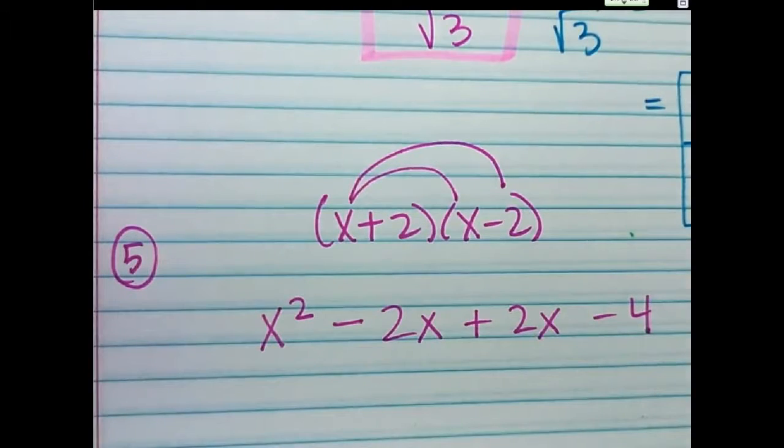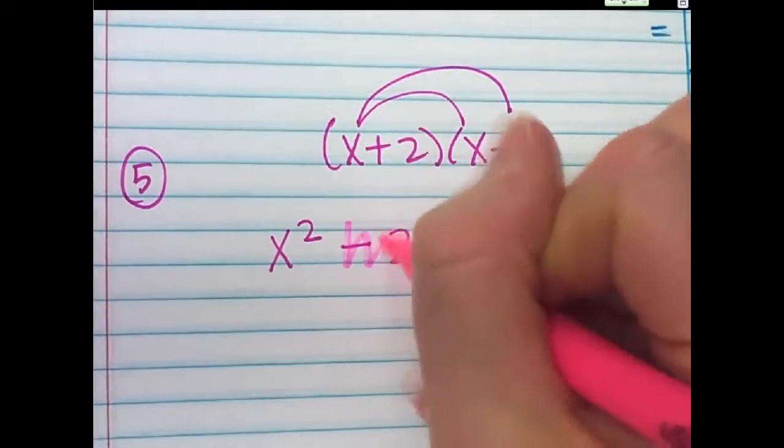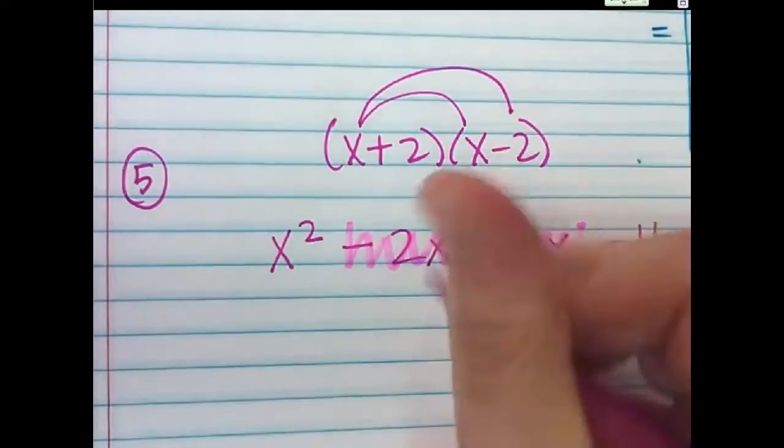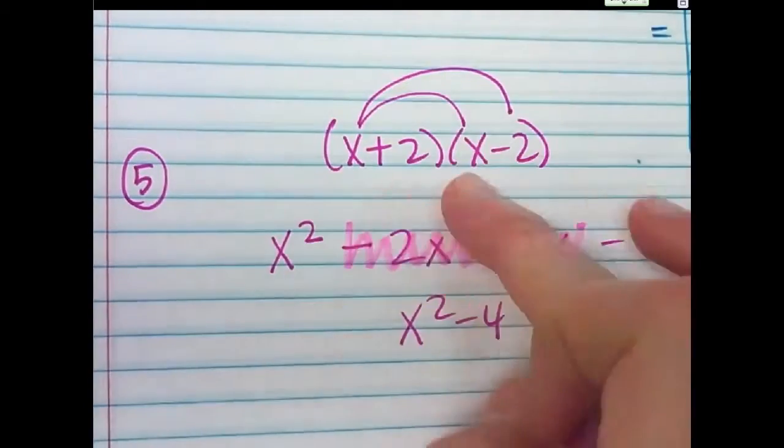Okay, if I simplify, what happens? The 2x cancel out. Yeah, these cancel out because I get a negative and a positive. And you would get x squared minus 4. Why do the middles cancel? What up here makes them cancel?